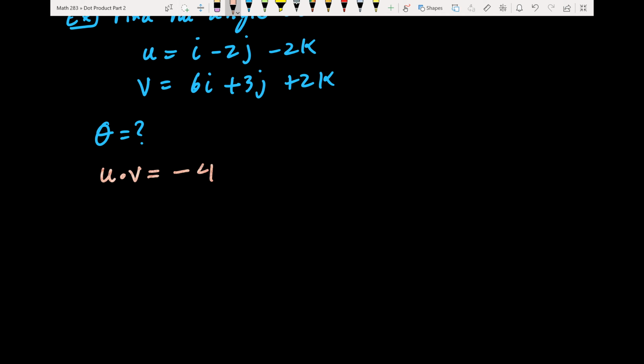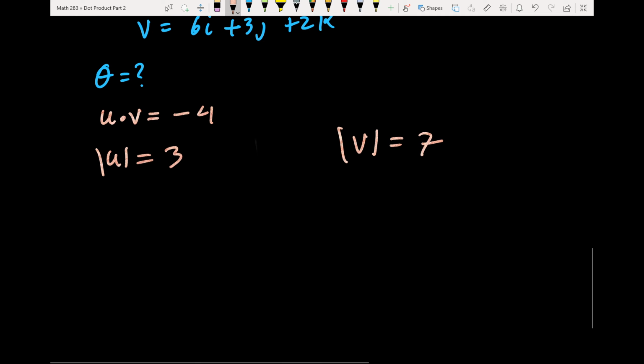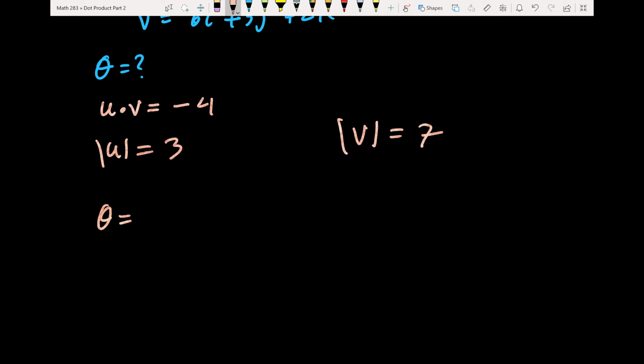What is it? -4, right? What's the magnitude of U and the magnitude of V? What are they? That is correct. So what's the angle? The angle tells us what? Cosine inverse of -4 over the product of the magnitudes. Give me the answer in terms of degrees. Round it to the nearest 100th place, the second decimal place.